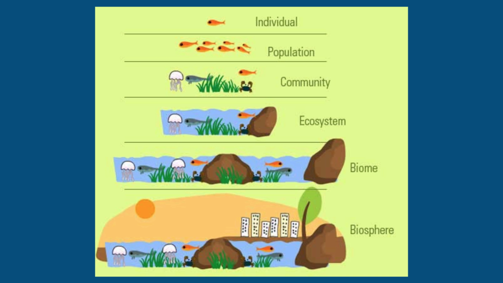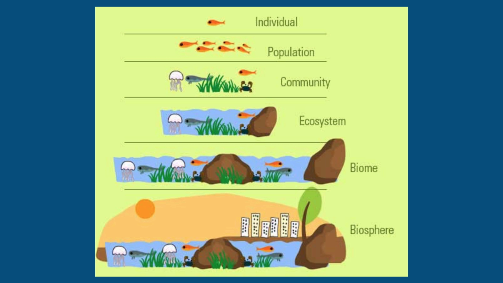All right, we're stepping down smaller. Now we're going to look at a community. This time when we look at a community, we're looking at just the biotic factors, but we're looking at all the biotic populations. So we're looking at all the jellyfish, all the fish, all the grass, all the crab. Population: how much of a certain species is in an area?